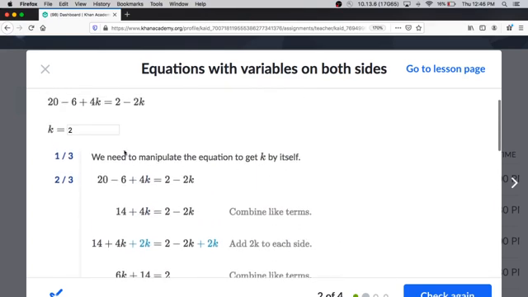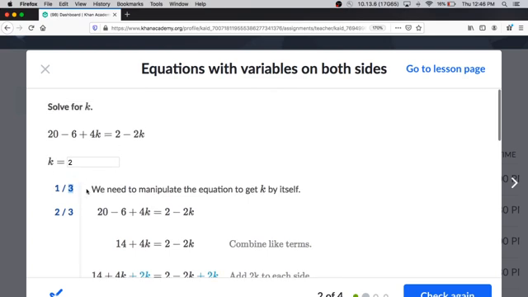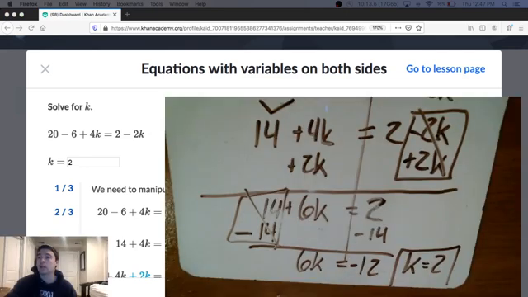The important thing to understand for Khan Academy here, carefully go back to the top and read through each step. They number them here. So they say 1 out of 3. They say we need to manipulate the equation to get k by itself. That's what we're talking about with isolating the k. And so we see the first thing they do here, they say 20 minus 6, and I'm going to pop up my whiteboard again for a second time now, as we're taking a look at them. The first thing they did, they said they combined like terms.